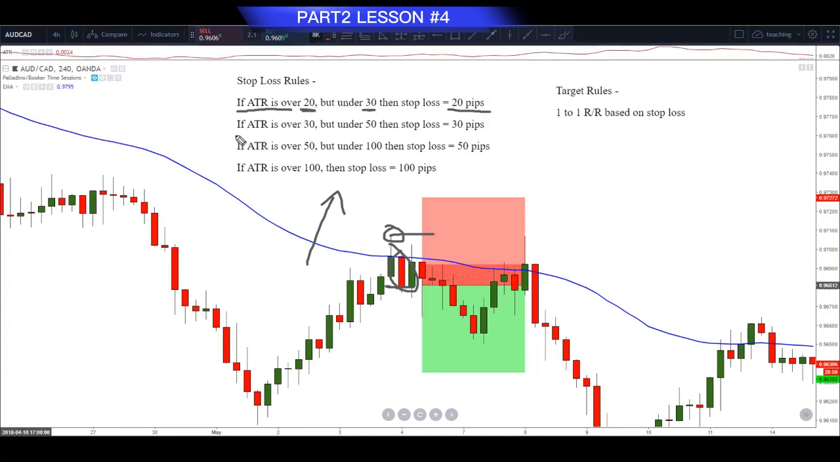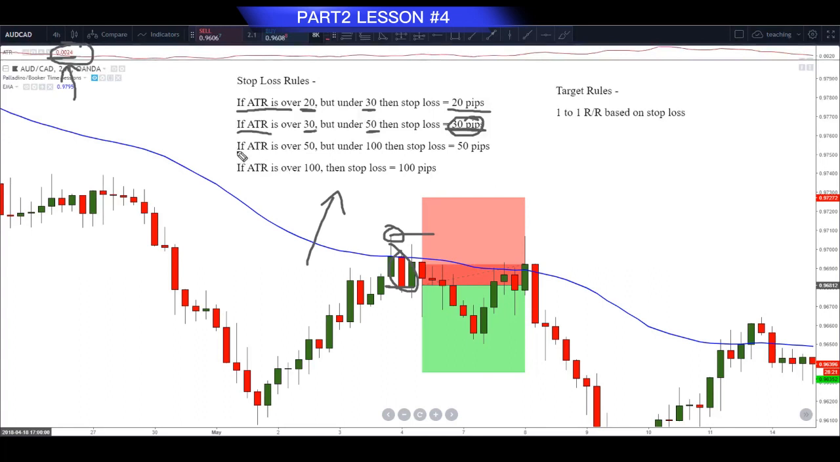Now, the way we figure out the ATR, guys, is hovering over the entry candle and looking right up here in the top left-hand corner, at this number on our ATR indicator. If we have an ATR that's over 30 but under 50, meaning anything between 30 and 50, from 31 all the way up to 49, we're going to be using a 30 pip stop. And that would be the case even for 30. So from 30 all the way to 49, we're going to be using a 30 pip stop loss. So if this ATR right here, instead of being 24, was 34, we would be using a 30 pip stop.